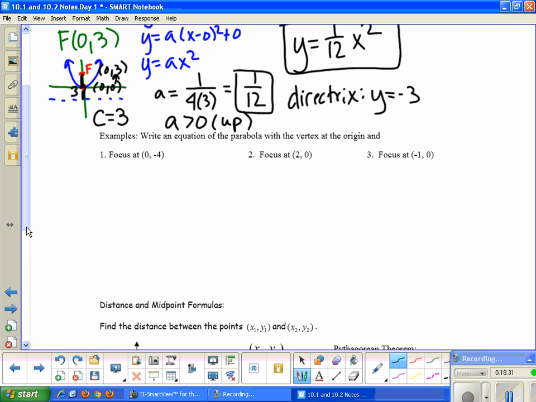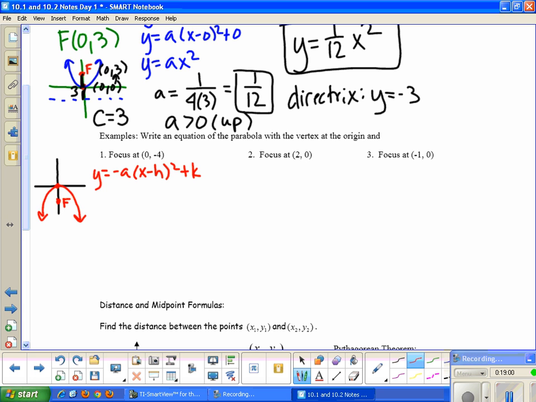So let's look at this next equation that we have here. If we want to write an equation of the parabola with the vertex at the origin, and now we're given the focus is at (0, -4). So let's draw a little sketch. So the vertex is at the origin. The focus is at (0, -4), which would be right here, which means that my graph would have to open downwards like this. So y equals, it's going to be -a times (x minus h) squared plus k.